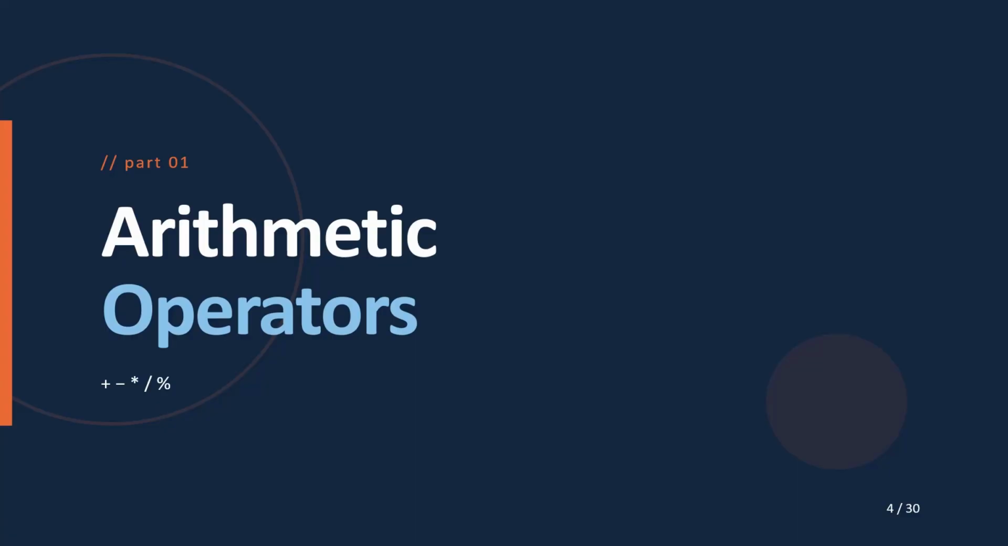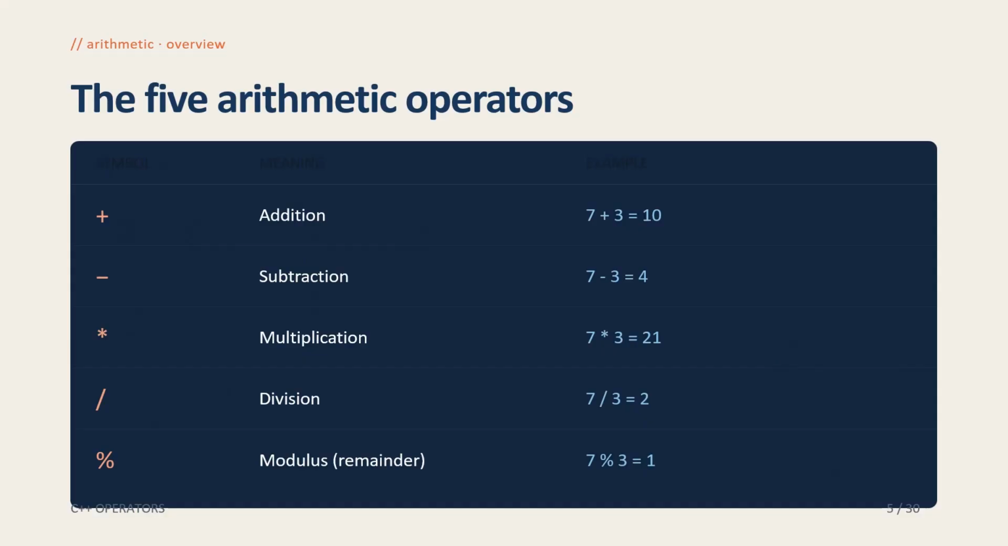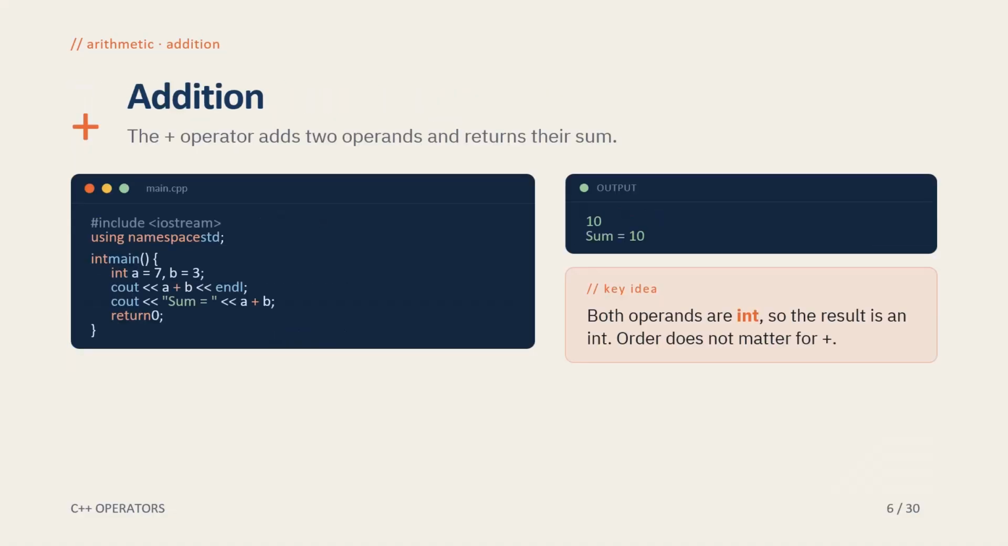So next is arithmetic operators. Arithmetic operators perform basic mathematical operations such as addition, subtraction, multiplication, division and modulus. So here are the 5 arithmetic operators. Here comes addition. The addition operator adds two values and returns their sum. When both operands are integers, the result is also an integer.